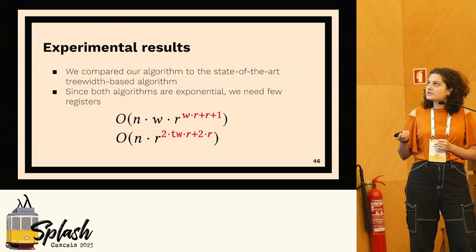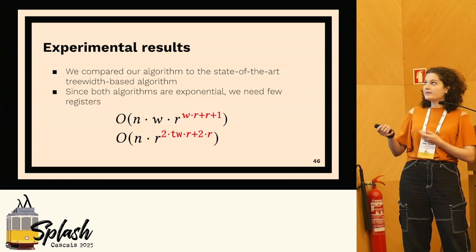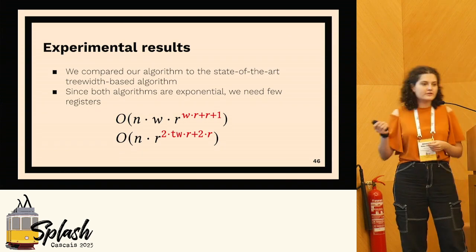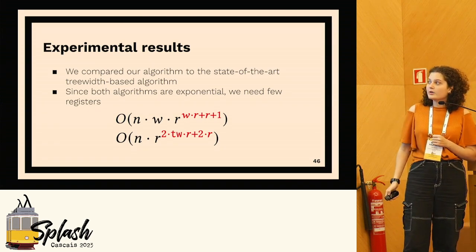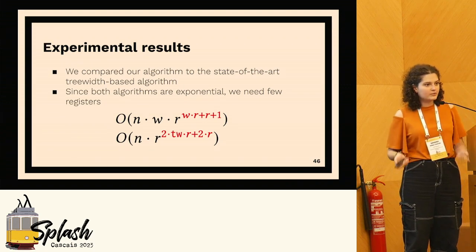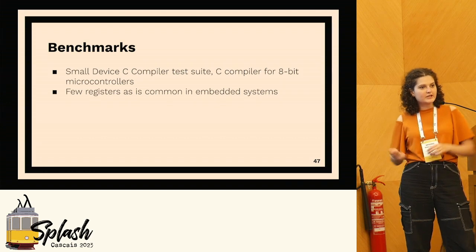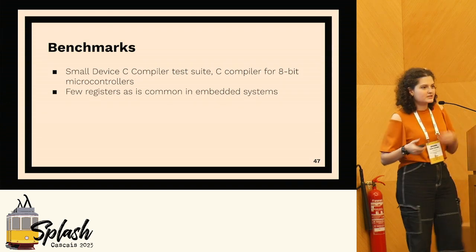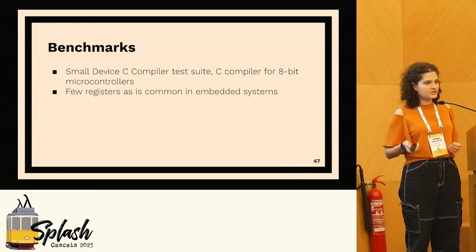We don't know. Let's do experiments, okay? So we want to compare our algorithm with the tree width-based algorithm. And since both of these algorithms are exponential in R, the number of registers required, we need to find a data set with few registers. SDCC, the Small Device C Compiler, kind of naturally fits into this. So it's compilers for microcontrollers. This is embedded systems. They naturally just have few registers.